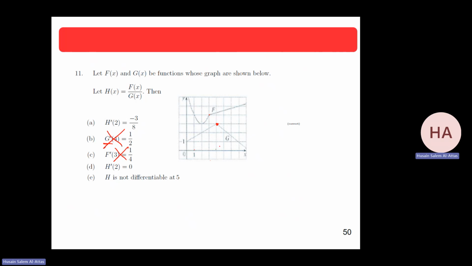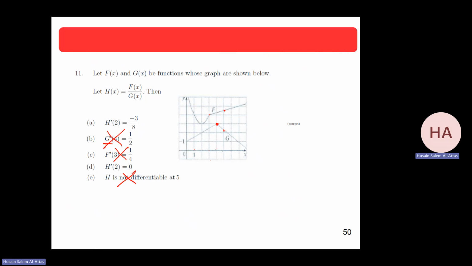Now, h is not differentiable at 5, he says. No, everything is okay. 1, 2, 3, 4, 5. So here the function is differentiable, here the function is differentiable. So the quotient will be differentiable, unless in h prime, g prime at 5 is 0, which is not correct. So this is wrong also.